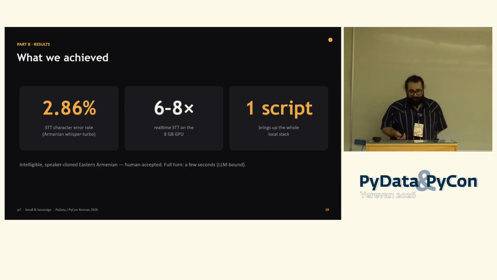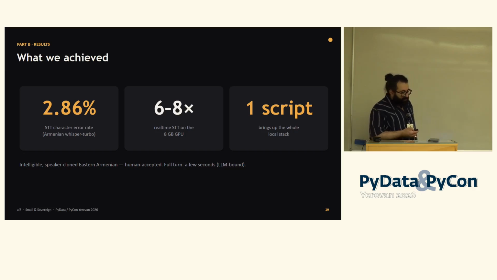Well, it's relative, but yeah, low error rate, or character error rate, on Armenian Whisper benchmarked output, and basically 6 to 8 times real-time speech to text on an 8 gigabyte GPU. The entire pipeline, which again I will share in a future update, we can connect, and just a single script brings the whole pipeline up without training or anything.